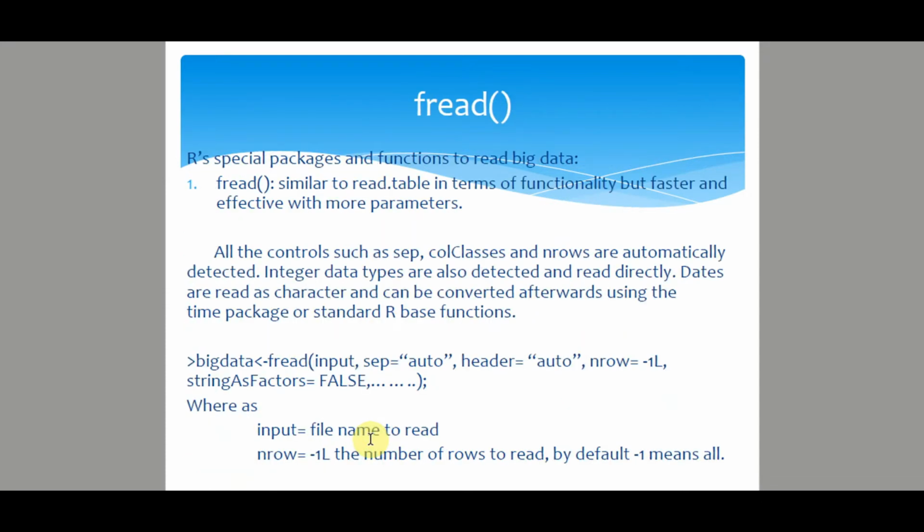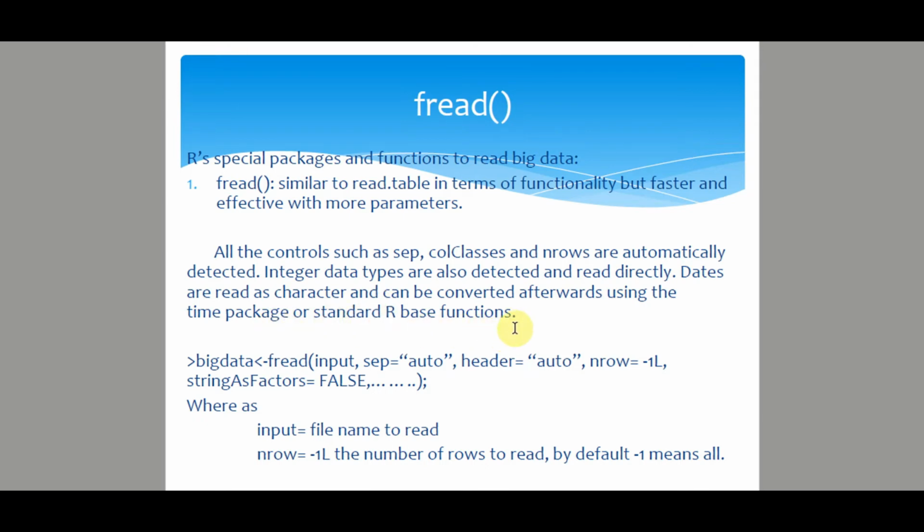Now, R also has its own special packages and functions to read big data, for example, fread, similar to read.table in terms of functionality, but faster and more effective with more parameters for different formats of data. Here, in fread, all the controls such as sep, column classes, and rows are automatically detected. Integer data types are also detected and read directly without defining any parameters. Dates are read as characters and can be converted afterwards using the time package or any standard R-based functions.